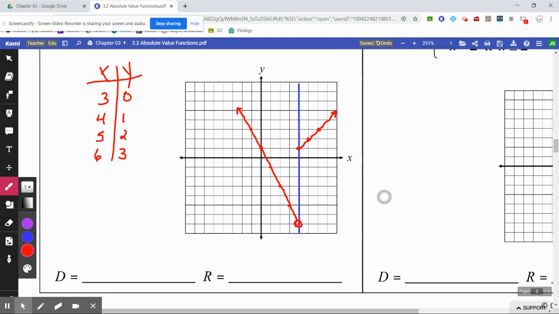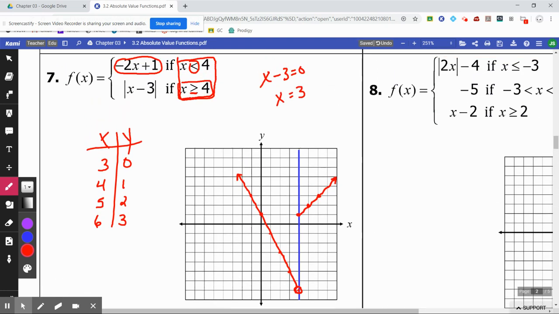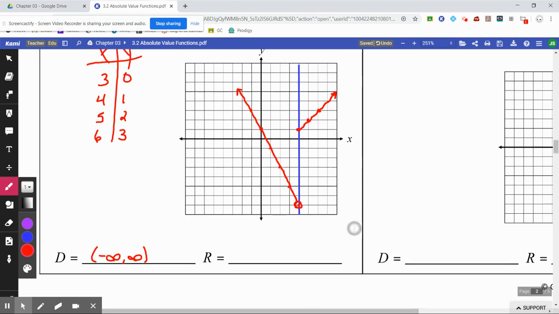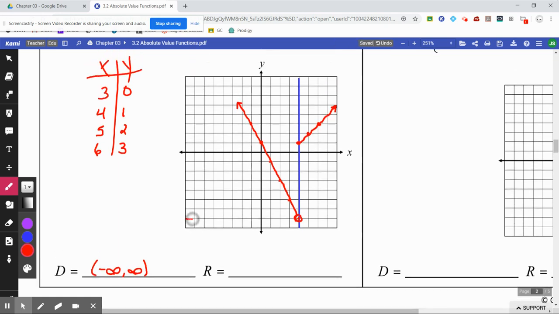Your domain, what can I plug in? I can plug in all values smaller than 4 and all values above 4. So that'd be all real numbers, all values from negative to positive infinity. What will I get? I will never get a value below this.